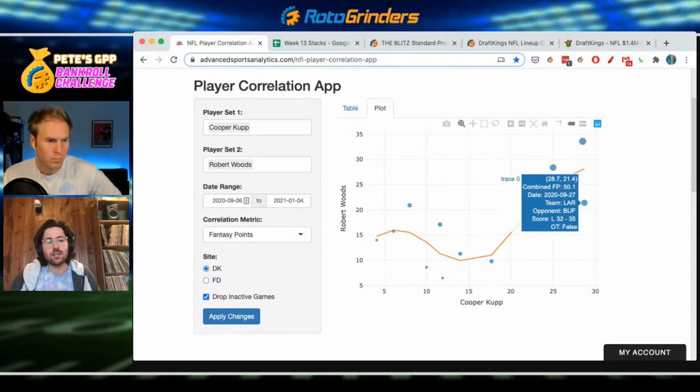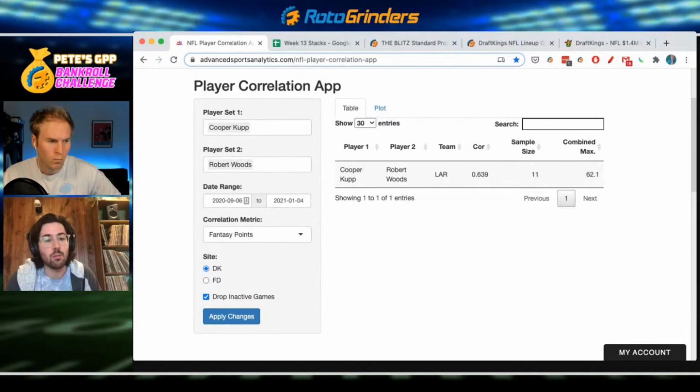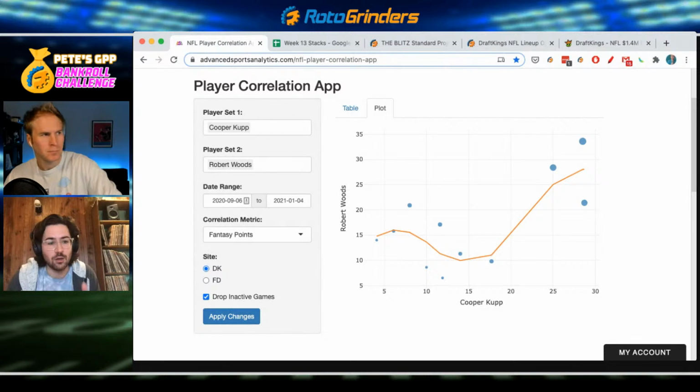Right. So this is an example of how game flow and game script can cause players to correlate who we wouldn't think of as natural correlates, because they don't have outcomes that positively affect both players directly, but they have outcomes in a team that is highly responsive in its strategy to outcomes of the opponent. If the other team's beating them, they're going to be super run heavy, and both Kupp and Woods are likely to fail. If the Rams are losing, they switch to a fairly pass happy offense, and you have an elevated likelihood of Kupp and Woods succeeding.